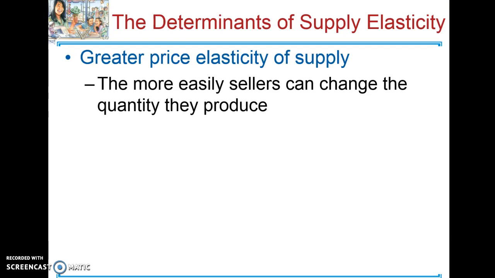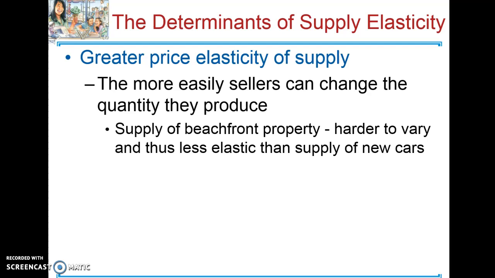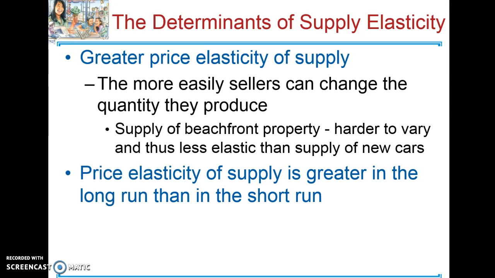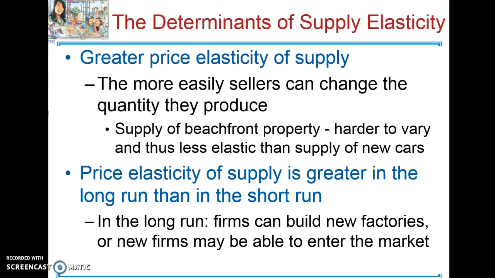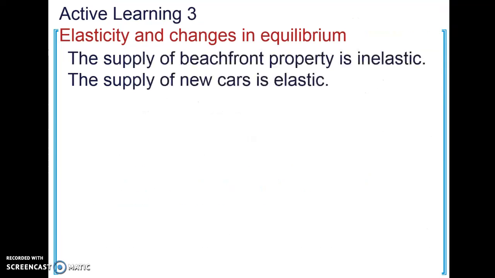Greater price elasticity of supply means the more easily sellers can change the quantity they produce. If you consider supply of beachfront property, it's harder to vary and thus less elastic than the supply of new cars. Price elasticity of supply is greater in the long run than in the short run. In the long run, firms can build new factories or new firms may be able to enter the market for that good or service.